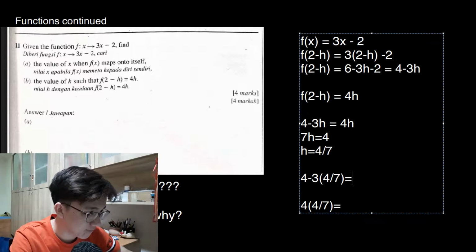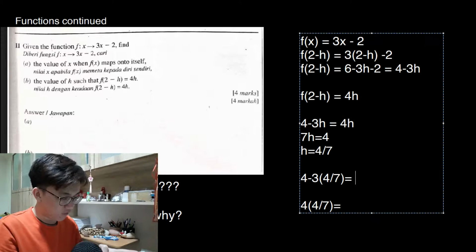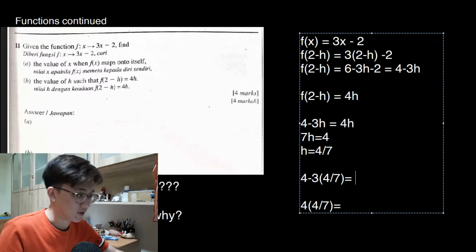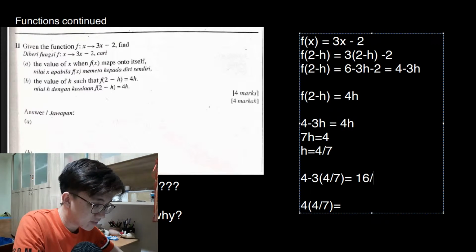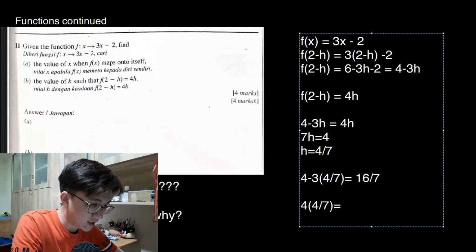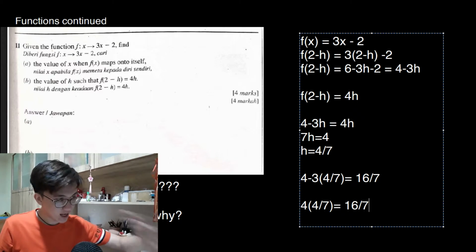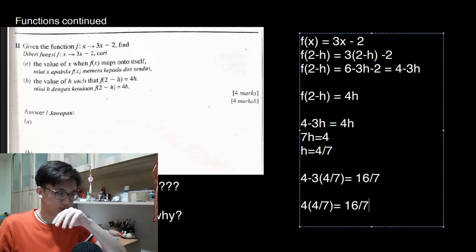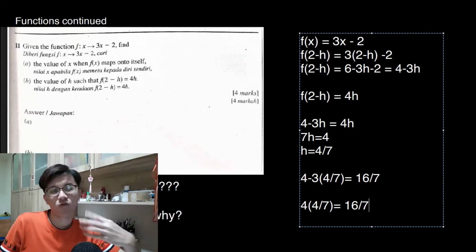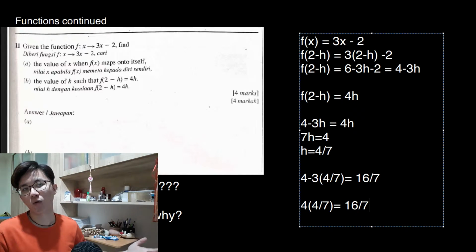It's the same. So 4 minus 3 times 4 over 7, you will get 16 over 7. And as well as here, you're going to get 16 over 7 as well. It should be the same. And that is what they're trying to ask you, because the 4h on the right here is like another representative. They can twist the question like that.